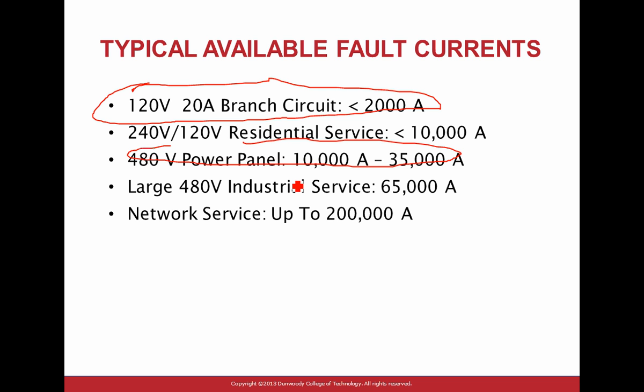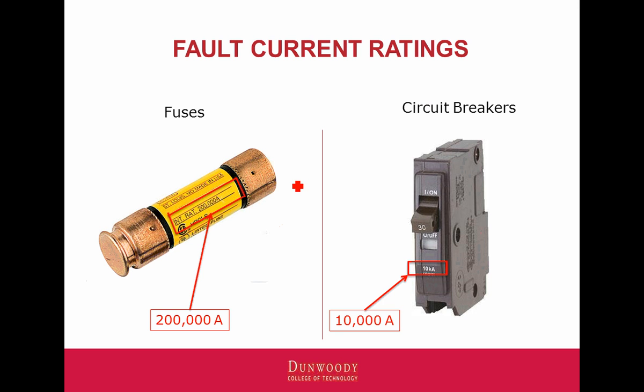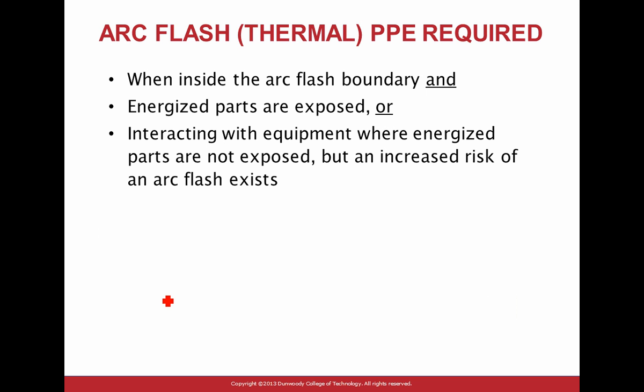Now you open the panel and you start working on it, you're exposed to 35,000 amps instead of 2000 amps. Higher amps, bigger ball of fire. Circuit breakers, guys, are rated by interrupting rating, typically 10,000, and fuses 200,000 amps. That's how much a fuse or circuit breaker can interrupt before it turns itself into a ball of fire. That's done by other than you, but be aware of that one.